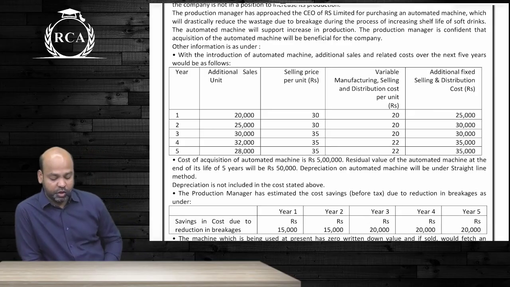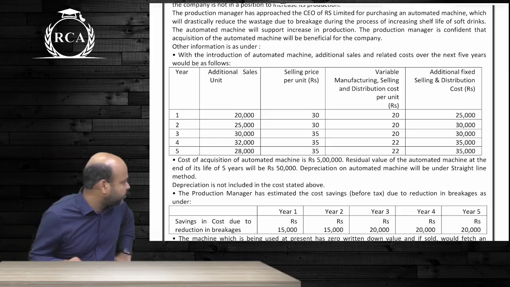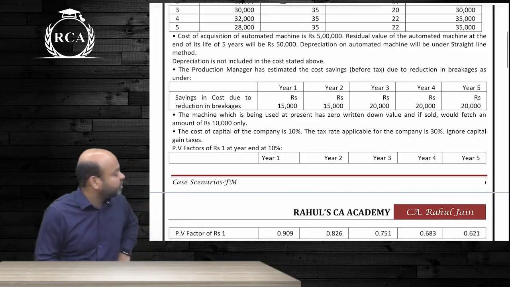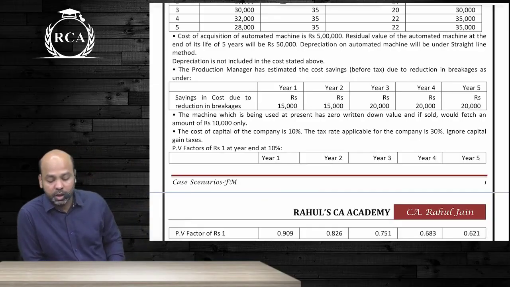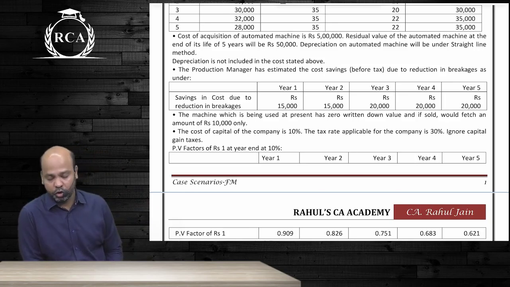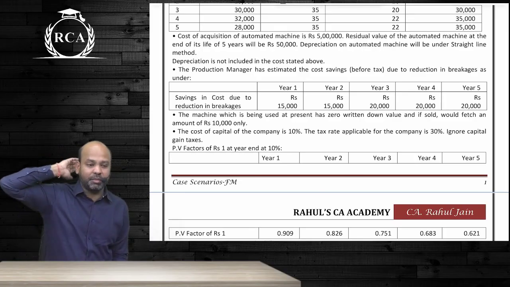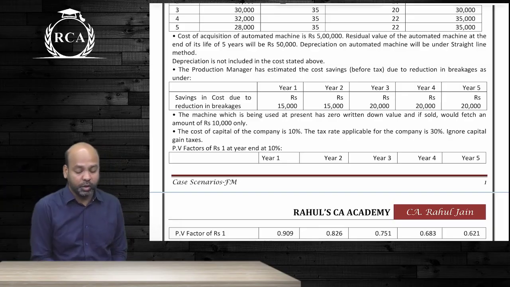Cost of acquisition of the automated machine is 5 lakhs. Residual value of the automated machine at the end of its life is 50,000. Depreciation will be under SLM. So depreciation of this automated machine will be how much, guys? 90,000. Depreciation is not included in the cost stated above. No need to mention it. By default, it is not included.